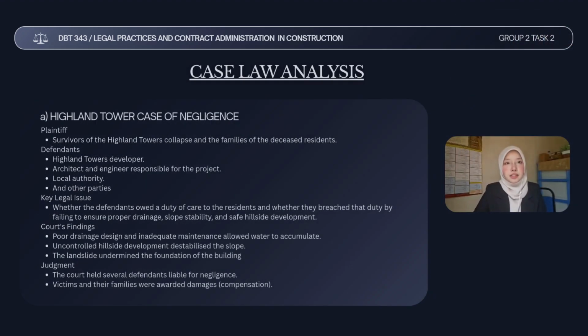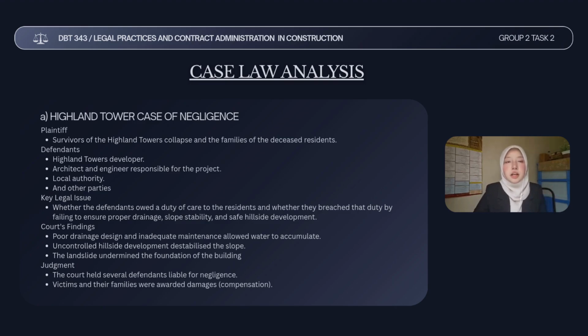Now I will explain the case analysis about negligence. The case that I chose is the Highland Tower collapse. The plaintiffs were the survivors of the collapse and also families that suffered from loss, injuries, and damaged property. The defendants include the developer, the architect, the engineer, the local authorities and also other parties. The main legal issue was whether the defendants had breached their duty of care by failing to ensure that the building and its surroundings were safe.